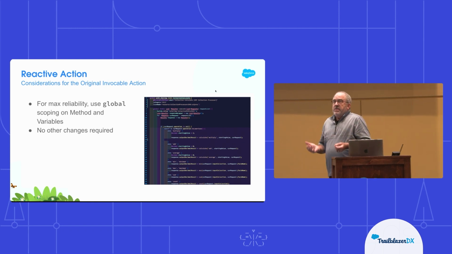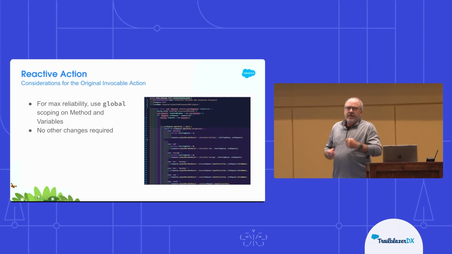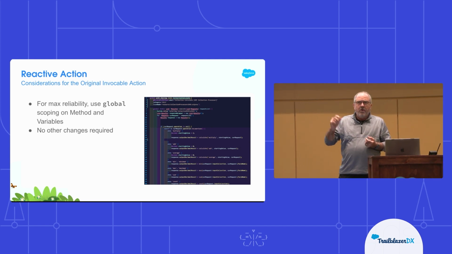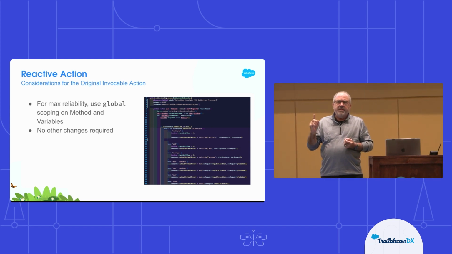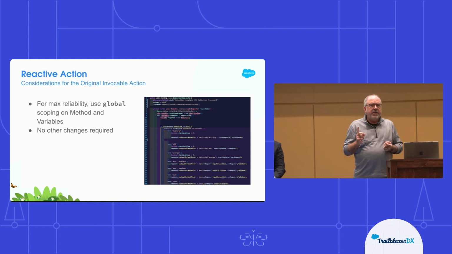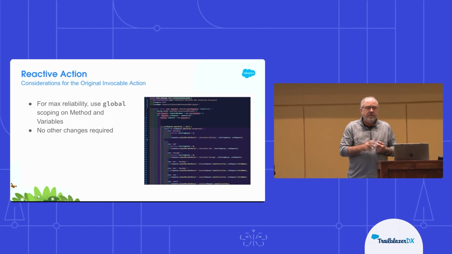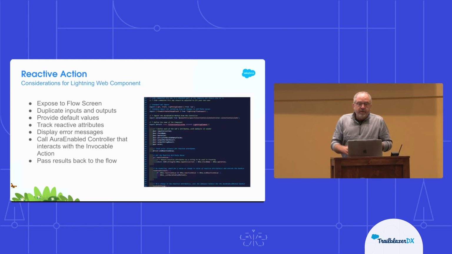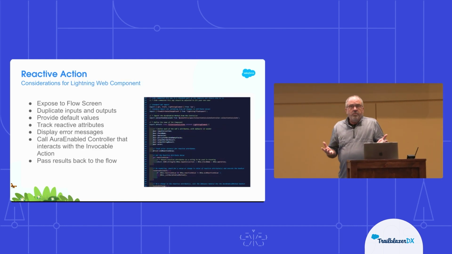So there's nothing that really needs to be done to your invocable action, except for one thing. I did find that if I didn't have global scoping of some of my methods and variables, I didn't always get the results I wanted. So the only change I made to any of these invocable actions was to make sure that the methods and variables were global. The Lightning Web component is what exposes this to the flow screen.